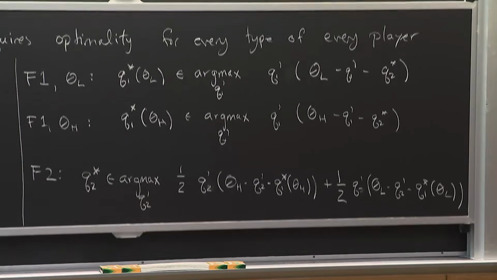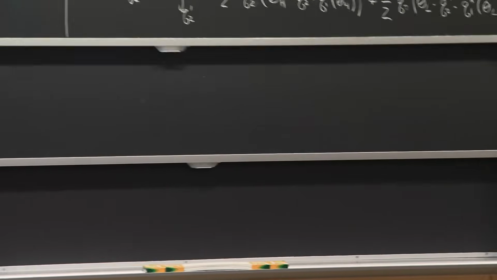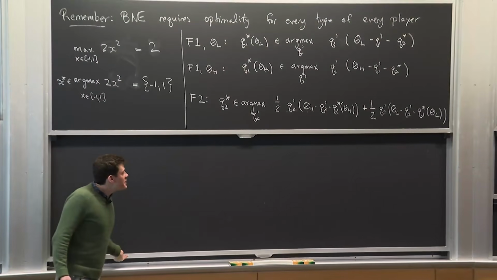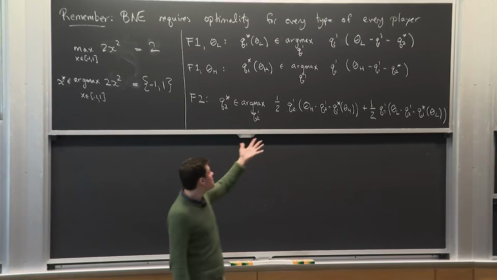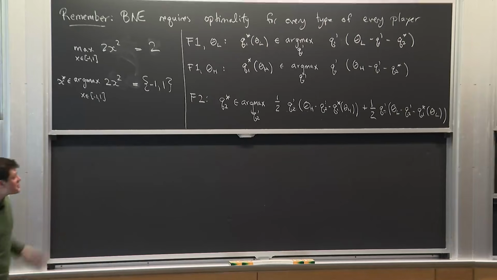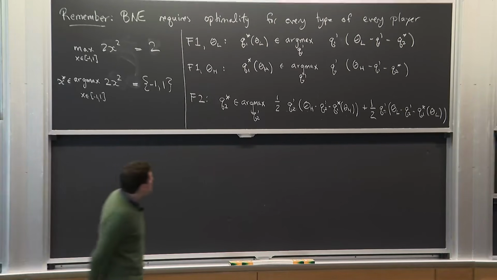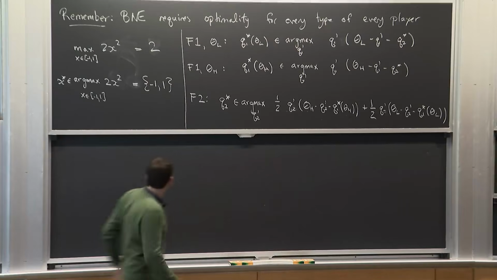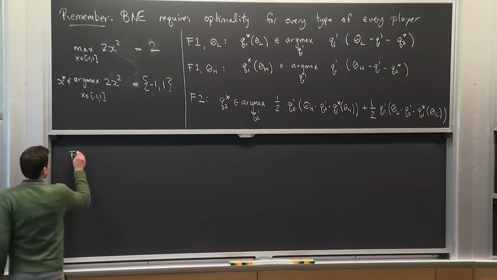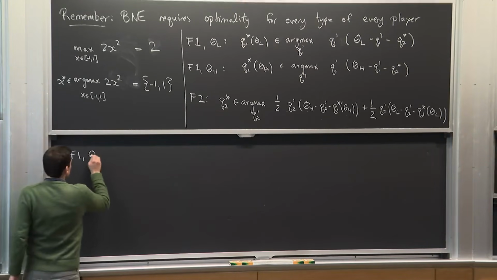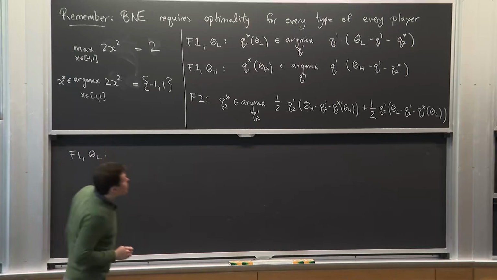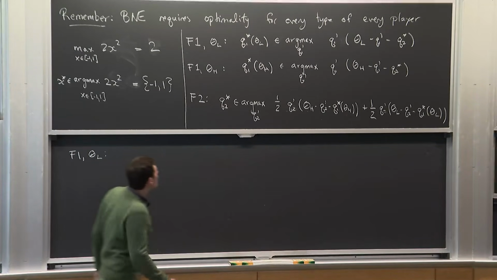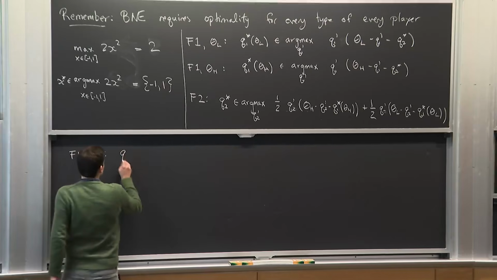OK, so here are our conditions. We won't fully solve it out because it gets a bit messy, but let's reduce each of these to a first order condition. Here we've stated it as an argmax property. Let's write the corresponding equalities. In this top row, we can use our trick. I'll go through these one more time. In the top row, we're going to see that Q1 prime should be half of theta L minus Q2 star.